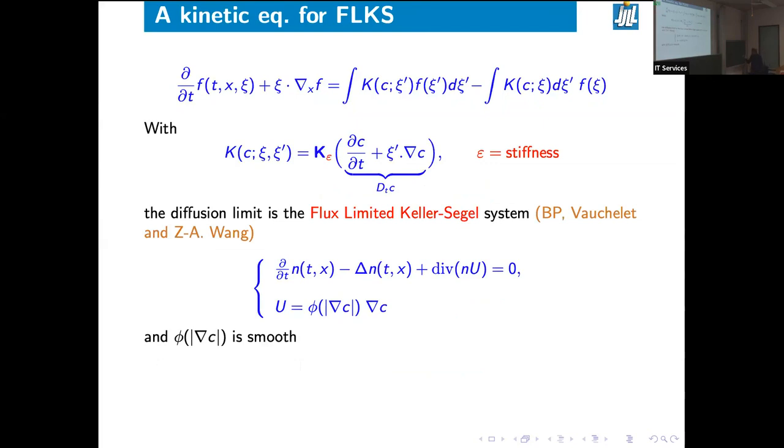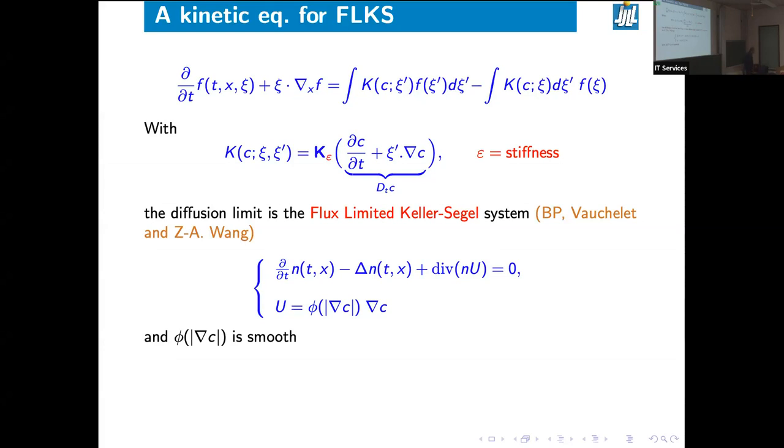There is another point of view which is more standard, which is to make a diffusion limit. So if you want to do that, what you say now is that your K epsilon is not that stiff. It is smooth, but stiff. And epsilon is a stiffness parameter.